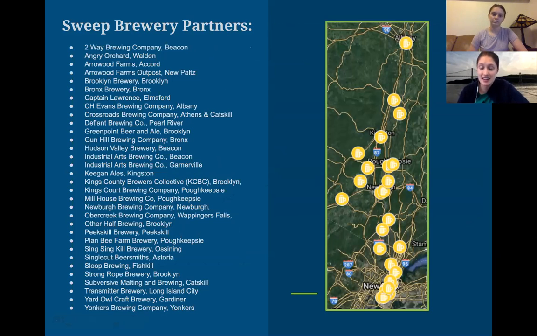And here is a list of our brewery partners and a map. This is on the Sweep website, which is www.riverkeeper.org/sweep. So we have partners all the way from New York City, all the way up to C.H. Evans Brewing Company in Albany, to Defiant Brewing Company in Pearl River, to Industrial Arts in Garnerville, KCBC in Brooklyn, to Single Cut in Queens. We really cover the map with our partners, and we really love and appreciate our brewery partners. So we hope that volunteers will be willing to go in and support them this year.